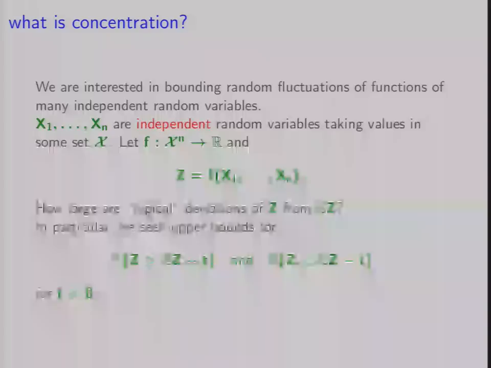So what do I mean by trying to control the random fluctuations? Well, we want to get upper bounds for this type of probability. What's the probability that the value of this random variable differs from its expected value by t, by some amount? For some positive number t, we would like to say that the probability that Z is greater than its expected value plus t is small. And also we would like to say that the probability that Z is less than its expected value minus t is small.